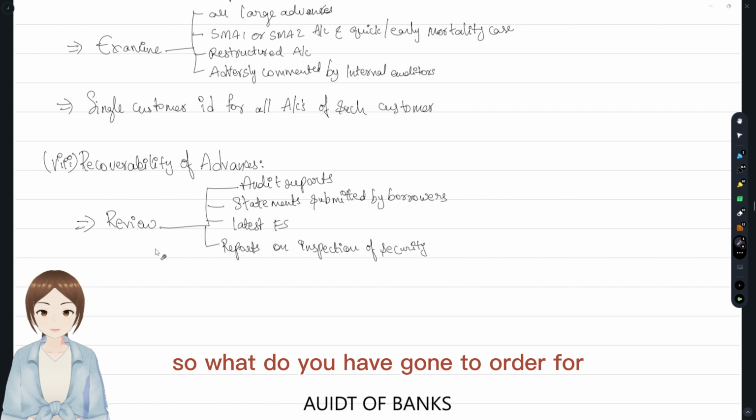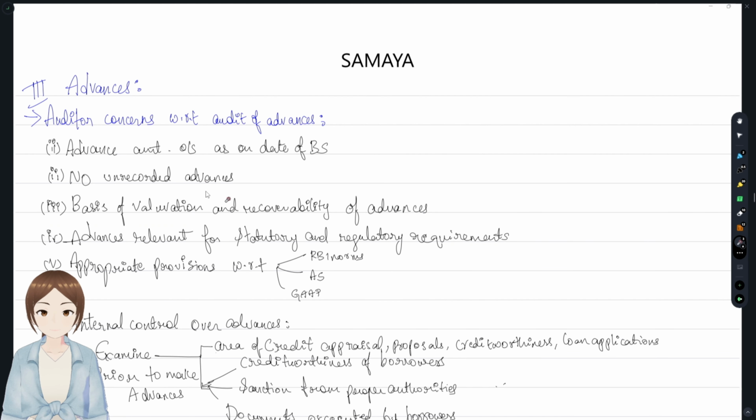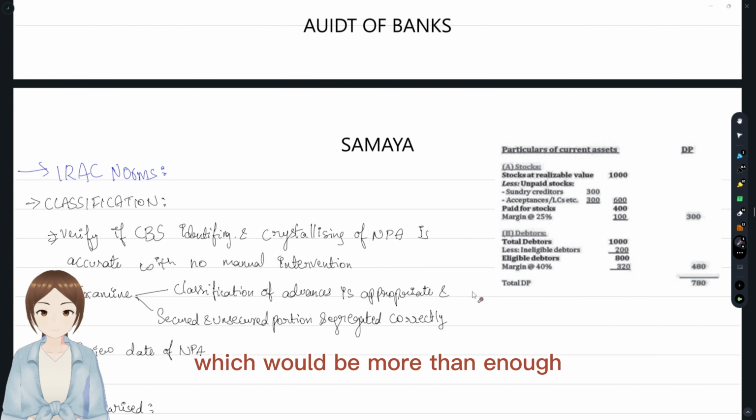So what have you gone to audit for? You have gone to audit the financial statements and reports, internal auditor reports, etc., and to check whether the advances are complete or not. And obviously, as we have discussed earlier, for every point you have to write about statutory and regulatory requirements. If you write that, it would be more than enough.